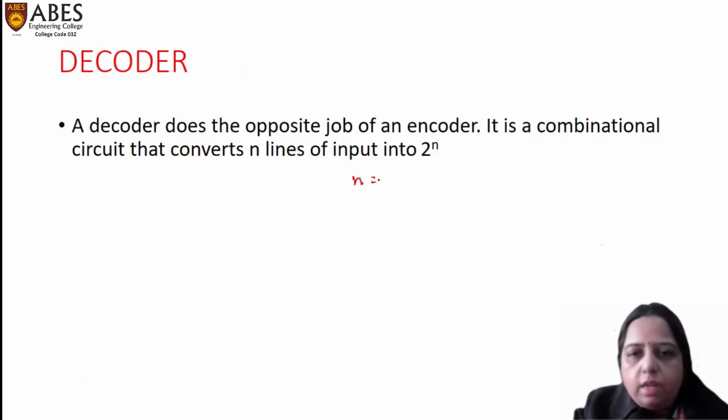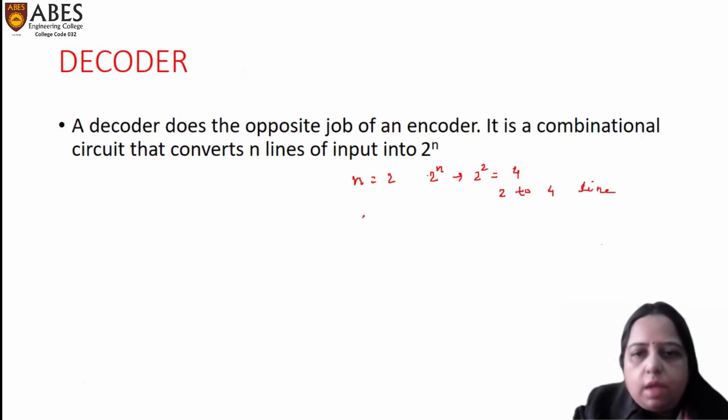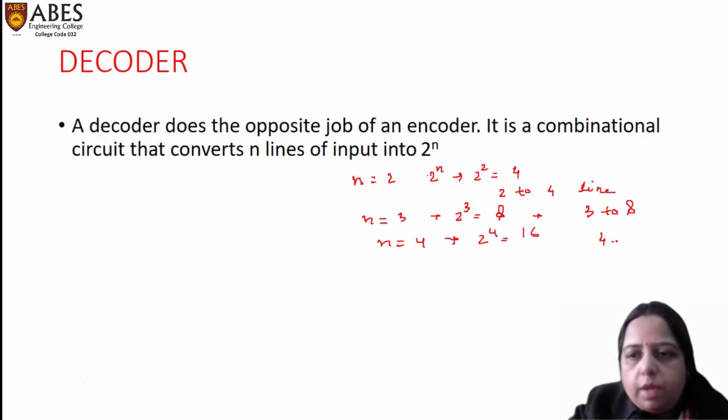So if the value of n is 2, then the output will be 2 to the power n, that is equal to 2 to the power 2, that is equal to 4. Means 2:4 line decoder. Now, secondly, if we have n is equal to 3, then we can have 2 to the power 3, that is equal to 8, which is 3:8 line decoder. We can also have n is equal to 4, in which we have 2 to the power 4, that is 16. So we would be having 4:16 line decoder.